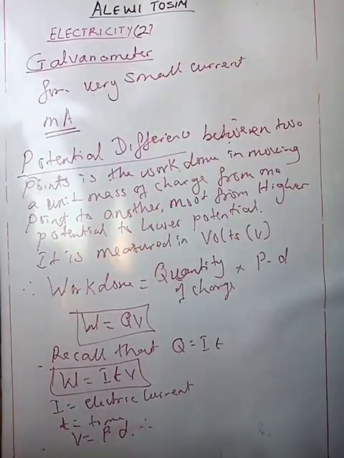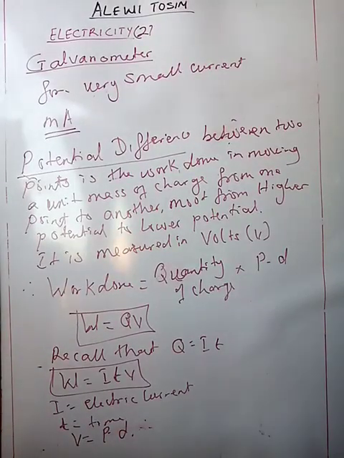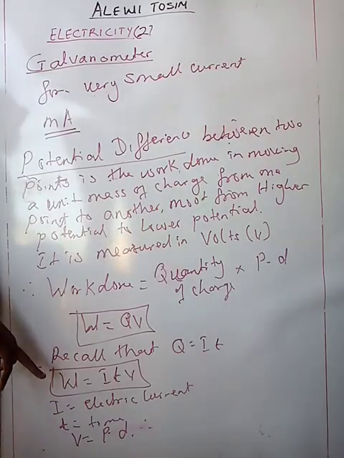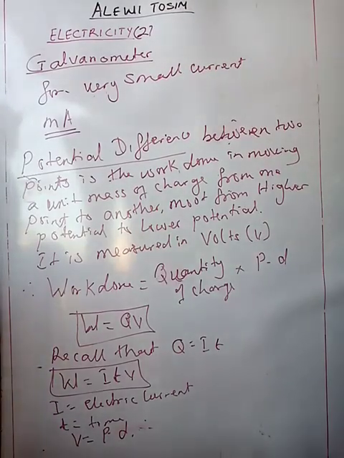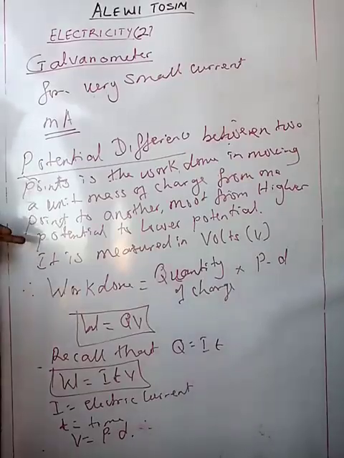So let's have those formulas upstairs. The first formula we had was Q is equal to IT. The second one was W is equal to QV. And the third, another one again, is W is equal to ITV. Now let's take another one.